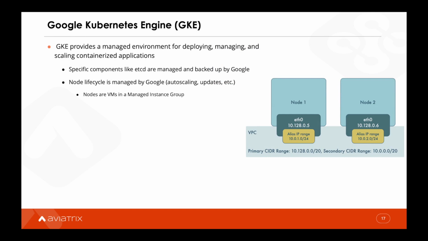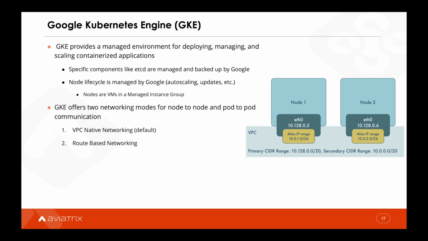A lot of customers, when they're deploying their workload, traditionally they were using virtual machines, but now they use GKE, or Google Kubernetes Engine. And this is also true across other clouds. Obviously, every cloud has its own flavor of Kubernetes. In the case of Google, we have GKE, which provides a managed environment for deploying, managing, and scaling your containerized applications. There are specific components within the Kubernetes system that can be managed and backed by Google. The node lifecycle itself is managed by Google. So for example, autoscaling or update type of activities can be performed by Google automatically.